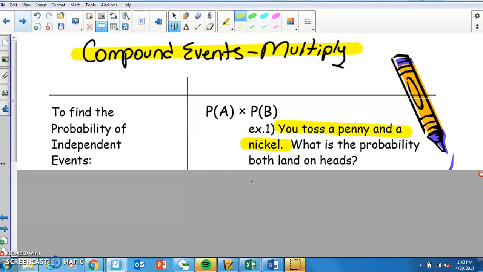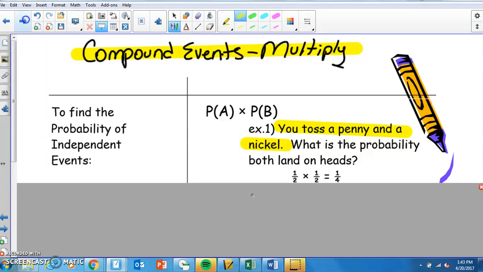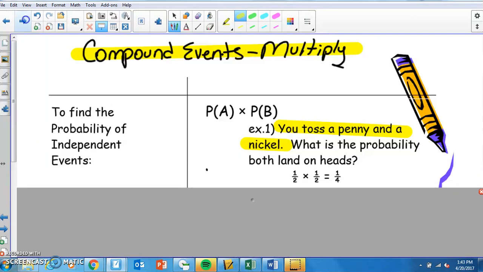What is the probability that both land on heads? The way that we're going to write this is the probability of heads followed by heads again. Sometimes you'll see it with parentheses, sometimes with a little "and" symbol or the word "and." So our probability of flipping the coin, that's a penny, and it landing on heads is 1/2. The probability of flipping the other coin, the nickel, landing on heads is 1/2, which gives you 1/4.